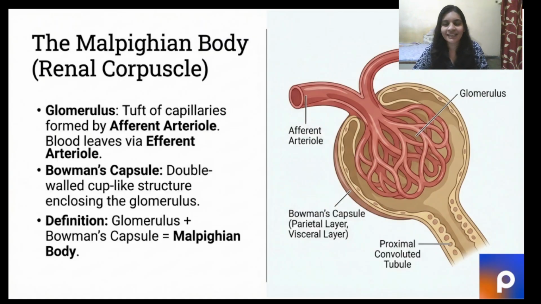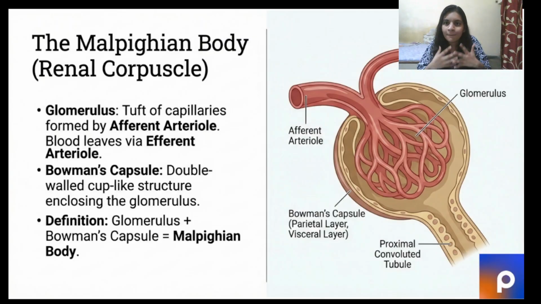So, alright, let's start with the Malpighian body or the renal corpuscle. We learnt in the last videos, again giving you the FOMO, the glomerulus, which is a part of your nephron. It is basically a tuft of capillaries. What are capillaries? Capillaries are in between your veins and arteries, right? They basically supply blood to your tissues, helping their perfusion.